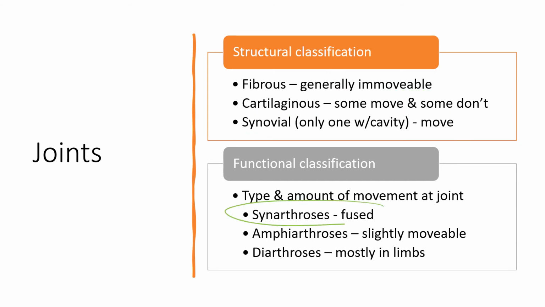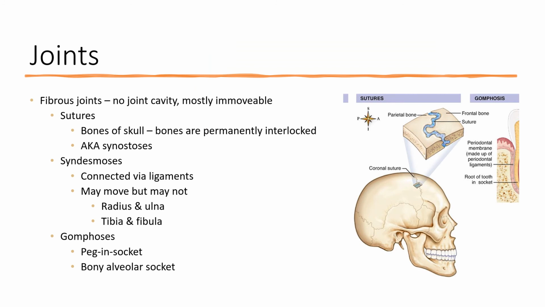Functionally, if they're fused, it's called a synarthrotic joint. If it's only a little bit movable, it's amphiarthrosis. Amphi is like sort of, kind of. And diarthroses, dia really means through, so you get to move things through and around the world a lot. You find that mostly in your limbs.